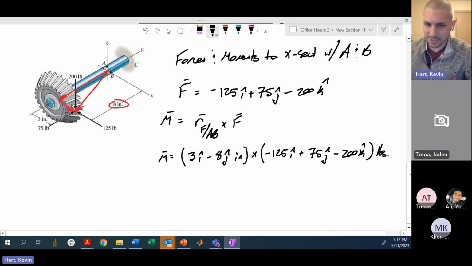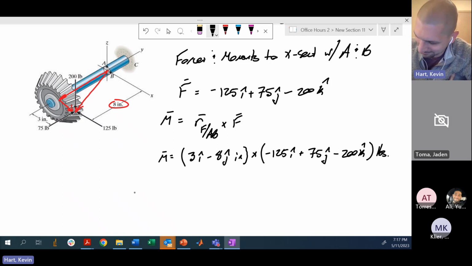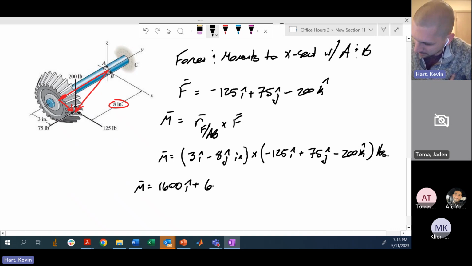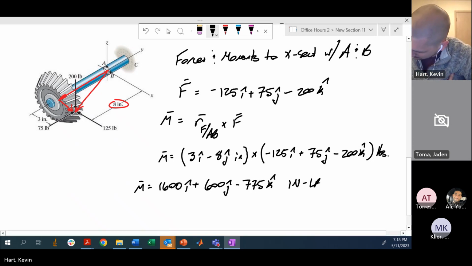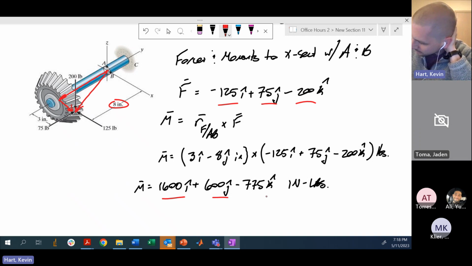Okay, there's a cross product here. There's quite a bit to do algebraically, but it's nothing that's that difficult. I'm just going to cut to the chase and put the numbers down here. So 1600 I hat plus 600 J hat, and then minus 775 K hat. And this is inch pound. All right. So these are the guys we really concern ourselves with. Term, term, term, term, term, term.